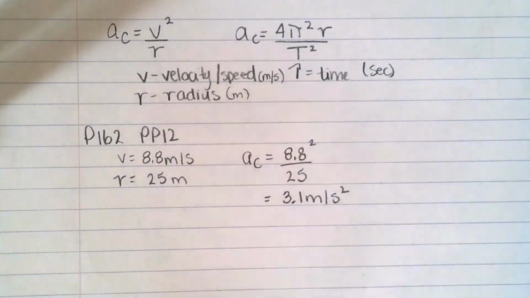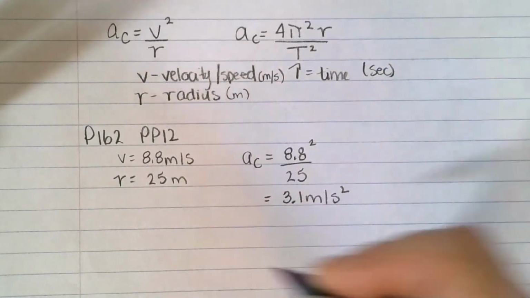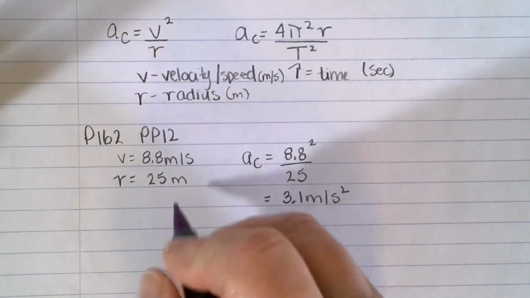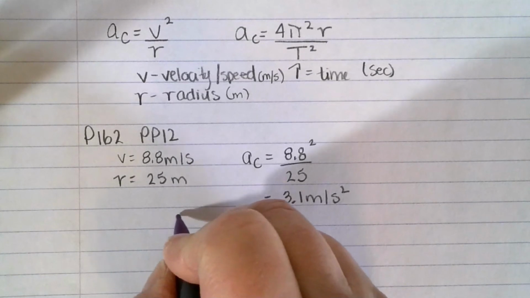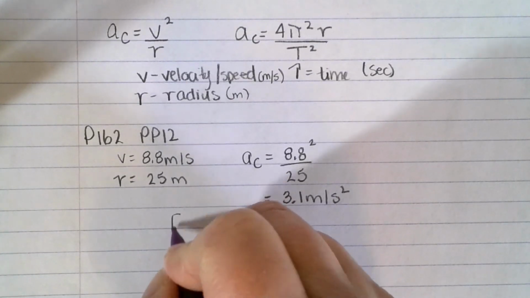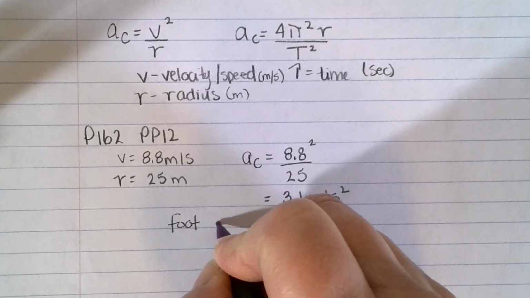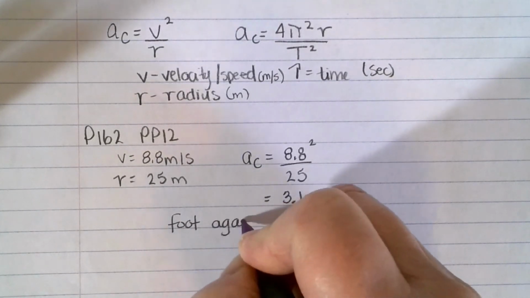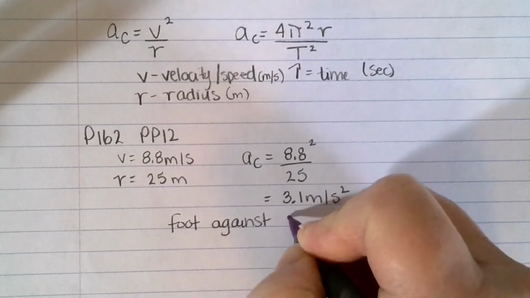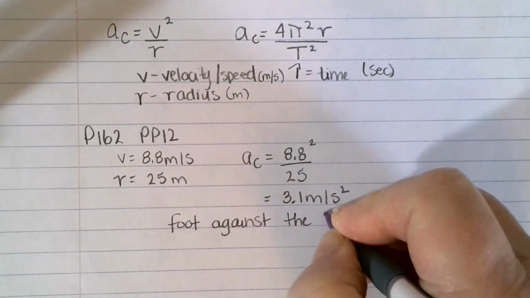squared is my acceleration. The second part is, what agent exerts a centripetal force on the runner? Well, let's think about a runner. What are the forces that are interacting with them, or that particular runner? In essence, it is the foot against the track.